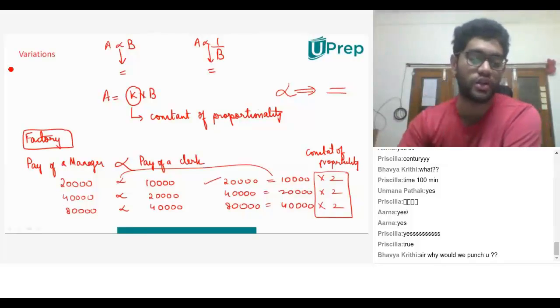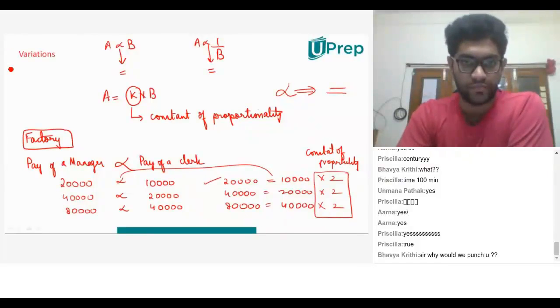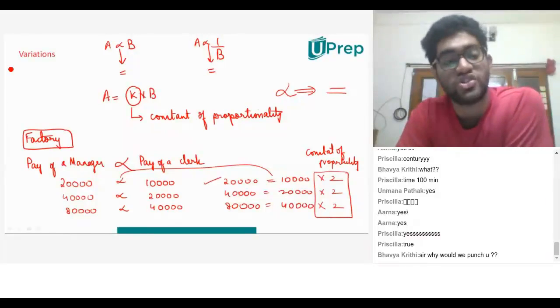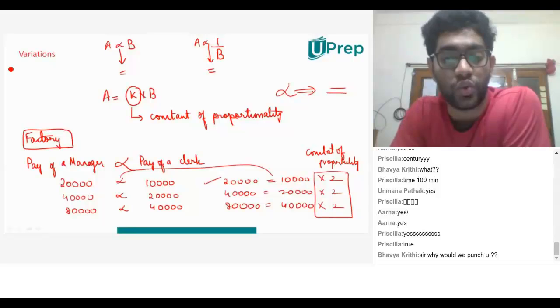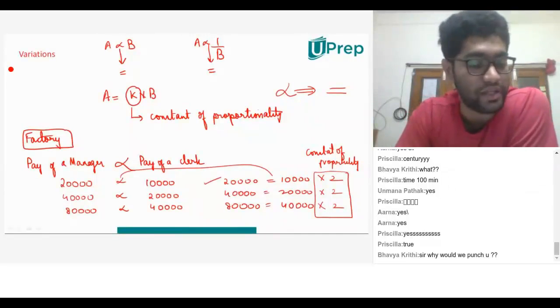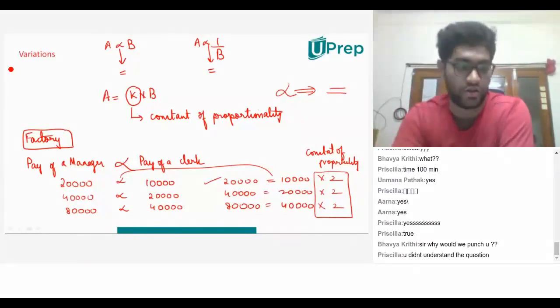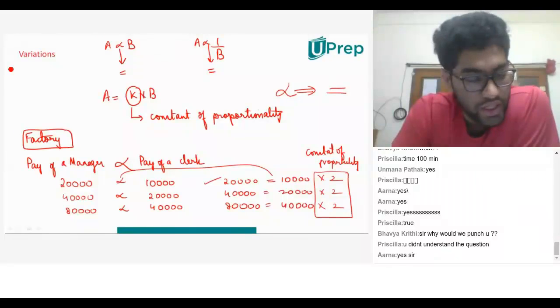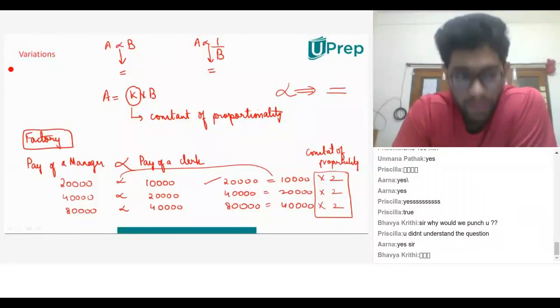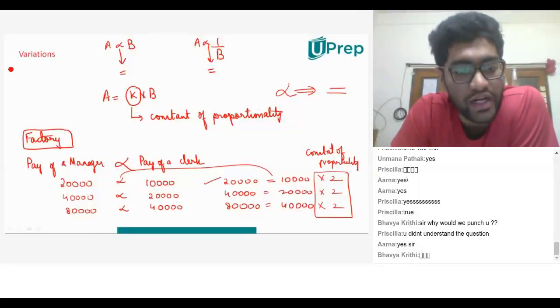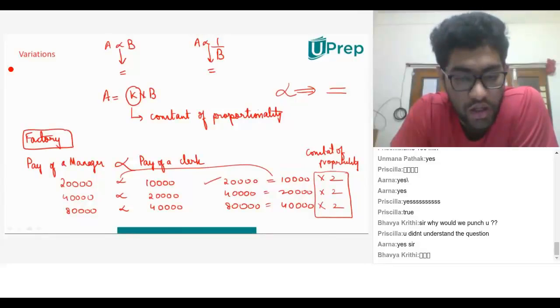Is the logic now clear? Yes, sir. Now do you understand why we introduce a constant to change a relationship into an equation? Is everyone clear? I hope the example was very clear. You didn't understand the question. Priscilla, when we had A is directly proportional to B, when I had the pay of a manager is directly proportional to the pay of a clerk.